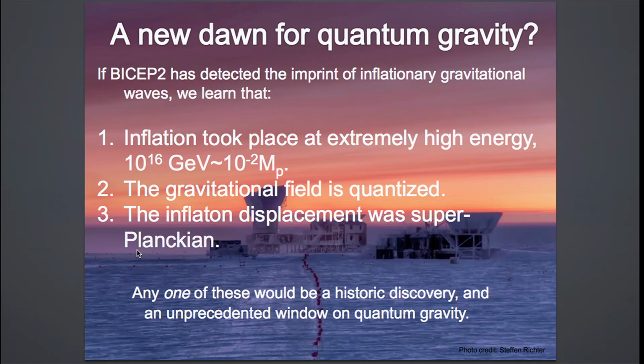And here's what we, as theorists, can take away from a detection of the imprint of inflationary gravitational waves. If BICEP has detected the imprint of inflationary gravitational waves, then we learn 3 basic things. One is inflation took place at extremely high energies around the GUT scale. We learn that the gravitational field is quantized because those are the fluctuations we are seeing. And then we learn that the inflaton displacement was super-Planckian. Any one of these 3 things would be a historic discovery. Any one of them in isolation would be a remarkable window on very high-scale physics, on quantum gravity physics in particular. But we are equipped, it seems, to receive all 3 or none.